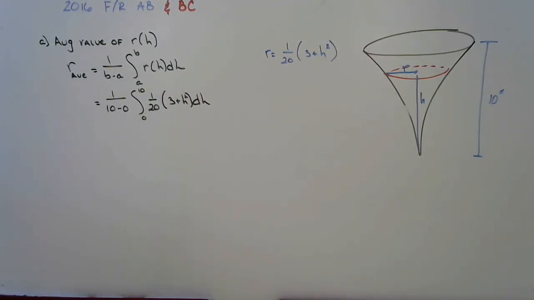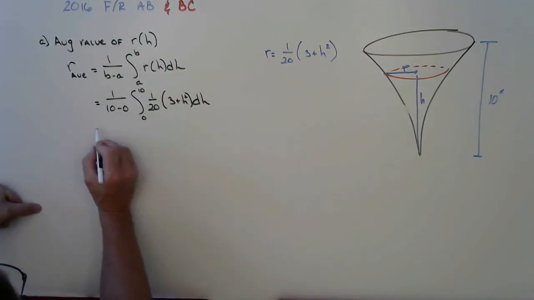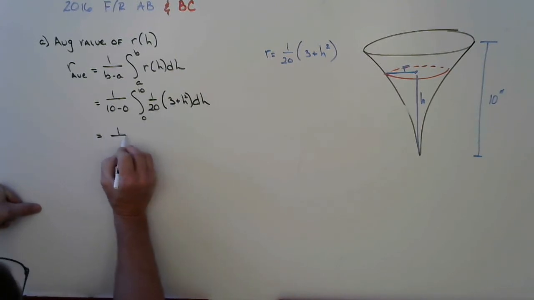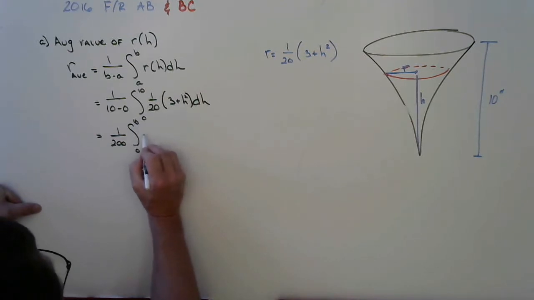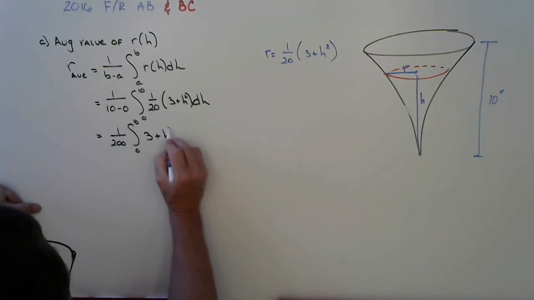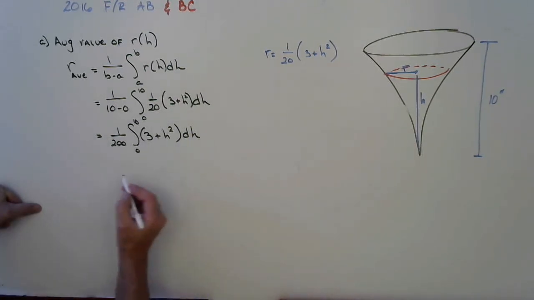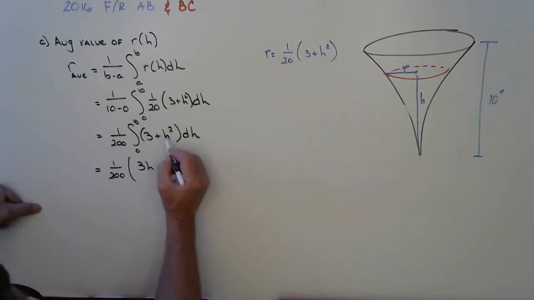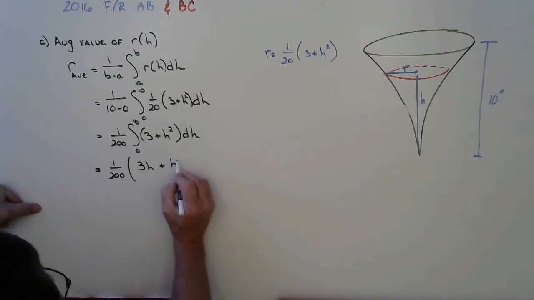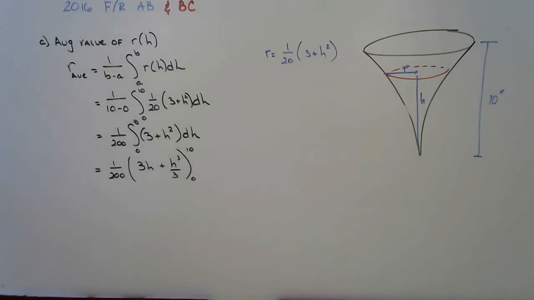Now we can do this integral. We all know how to do this integral. 1/20th comes out. There's a 10th out here, so that's 1 over 200, isn't it? This is the integral from 0 to 10. We have 3 plus h squared dh. Well, that's a very simple integral. That's 1 over 200, 3h, right? You integrate 3, you get 3h. You integrate h squared, you get h cubed over 3, between 0 and 10.